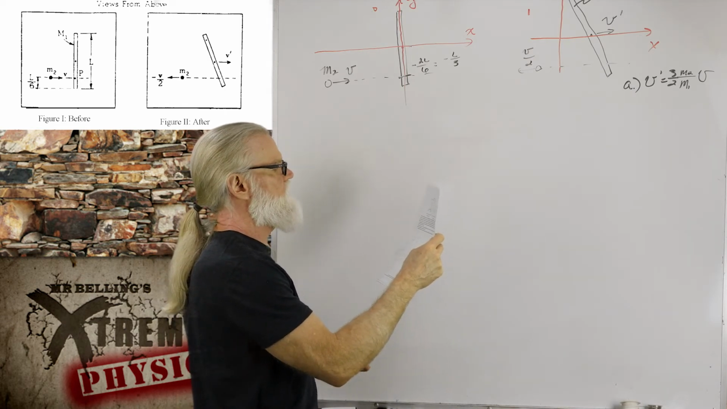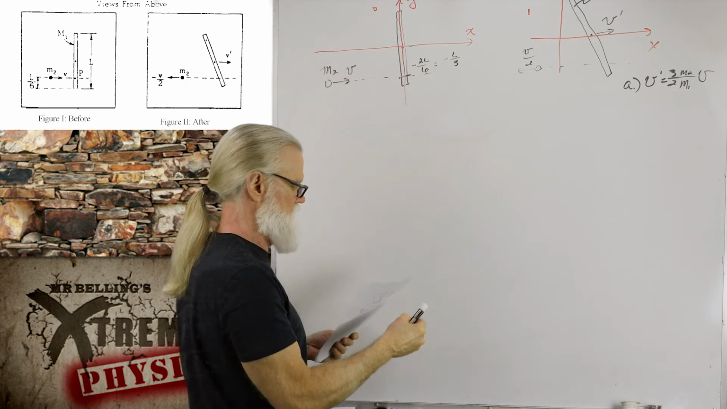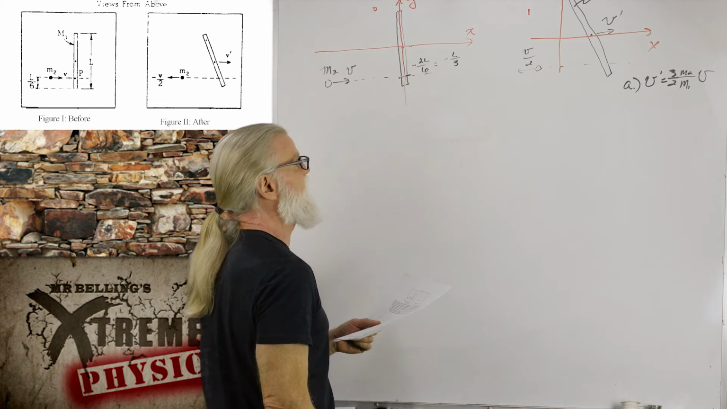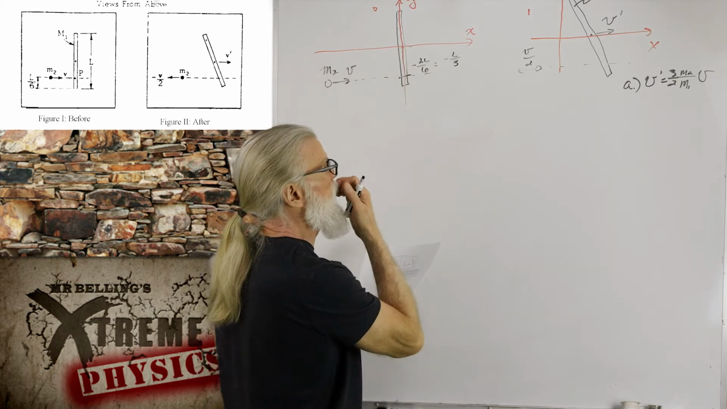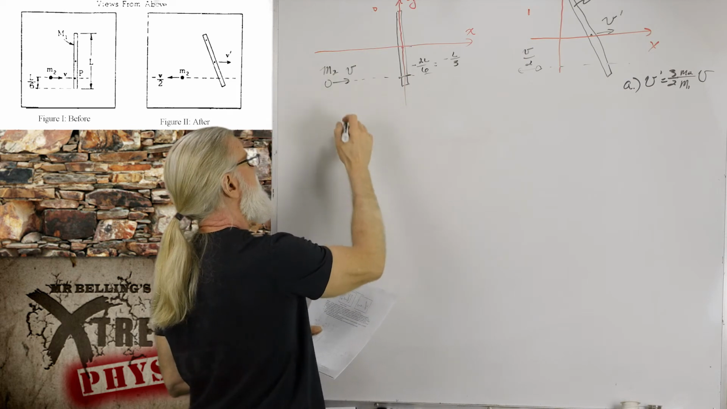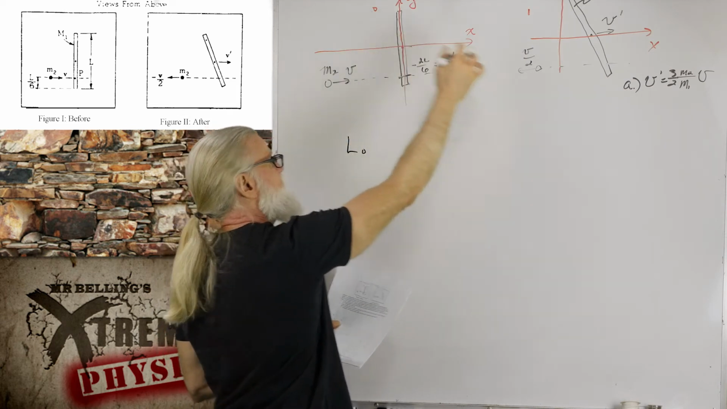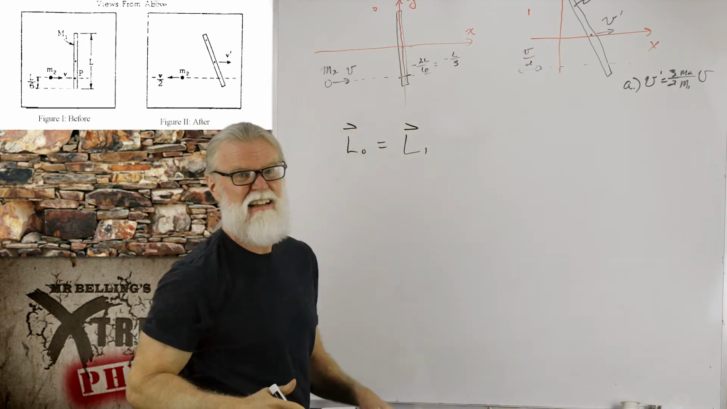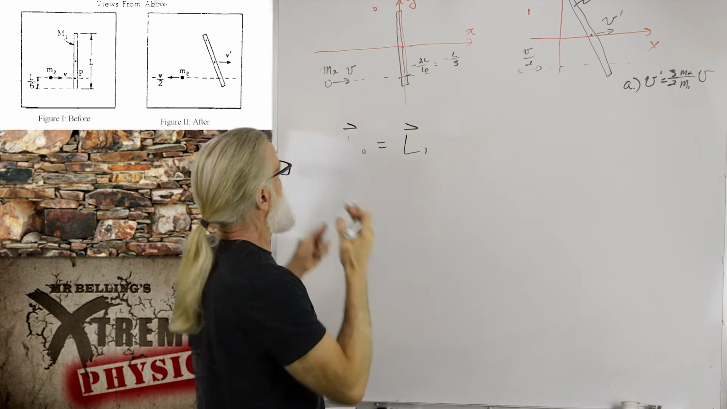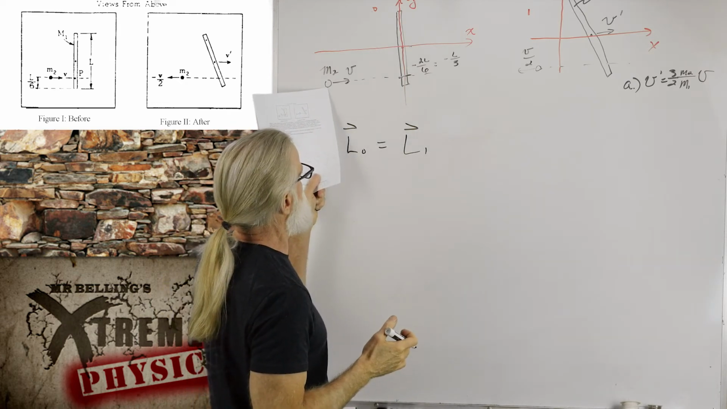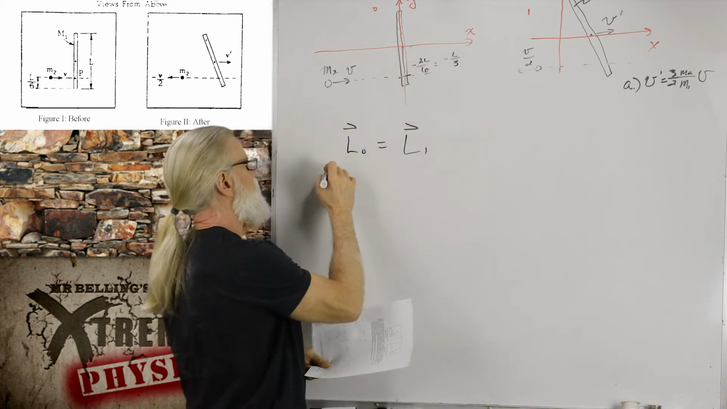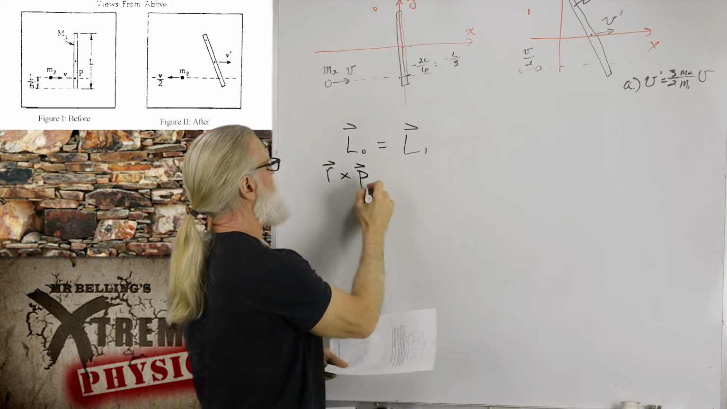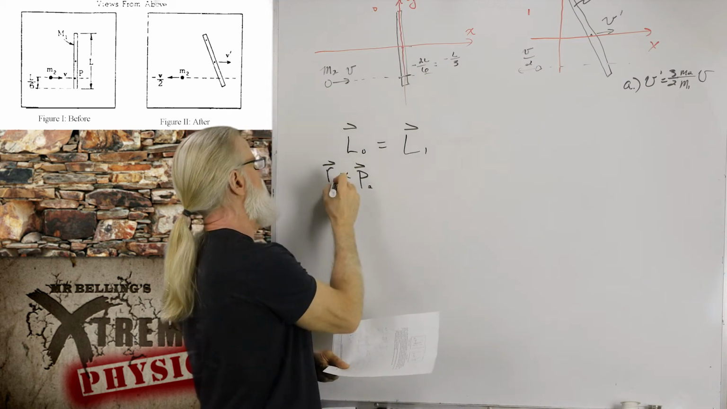B, using the principle of conservation of angular momentum. Determine the angular velocity of the rod about its center after the collision. All right. So we're going to say the angular momentum about the origin of my coordinate system, how convenient. This has an angular momentum right here, which is going to be R cross P. I'll call that P2, and I'll call that 2.